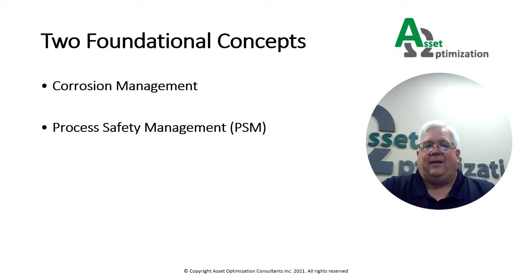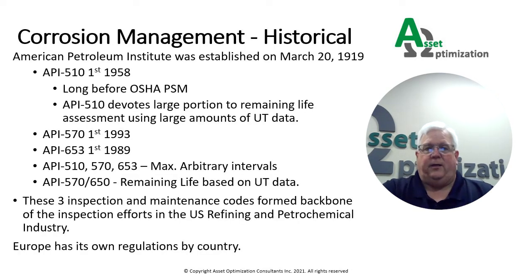Now that we know the reasons for why we are using risk to do our inspection planning, we need to look back at how we got to this point. Two fundamental concepts brought us here. One was corrosion management, which is reasonably defined as managing corrosion on equipment, which is but one damage mechanism of many. And the other is process safety management, which is generally regulations in countries around the world that mandate how we should perform our damage and corrosion management. So let's talk about corrosion management in a historical perspective.